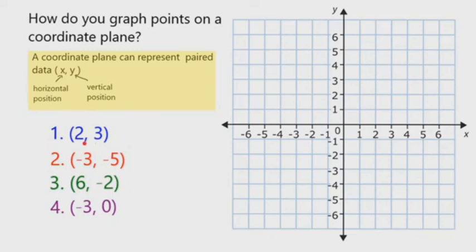Now, the second example, we have (-3, -5). So we'll move 3 places to the left and 5 places downwards. So we'll be able to locate that point. And the other one, we have (6, -2), which will move 6 places to the right on the x-axis and 2 places down on the y-axis. Now we have (-3, 0). We move 3 places to the left, and because the y value is 0, we will not move up or down and we'll locate a point there.